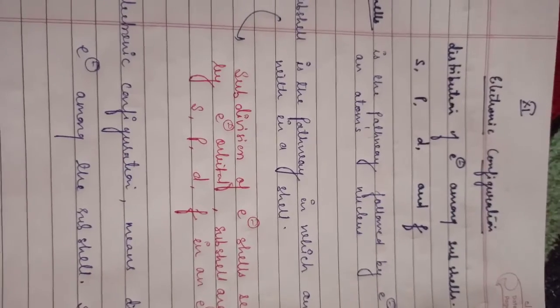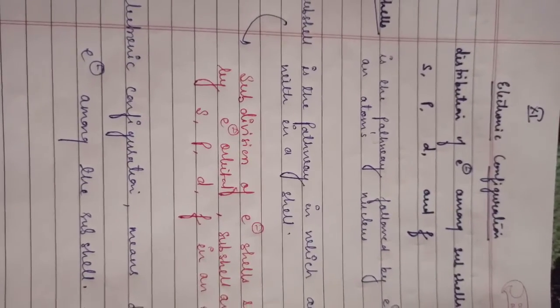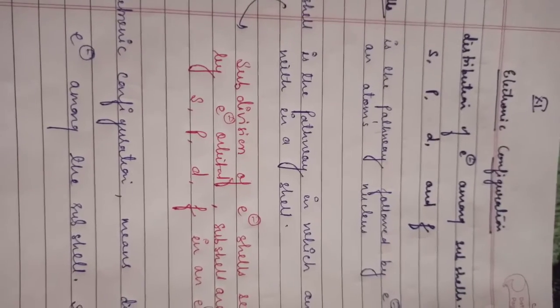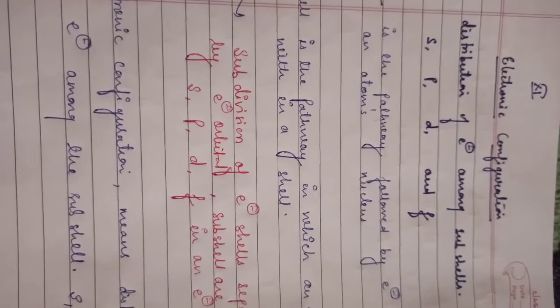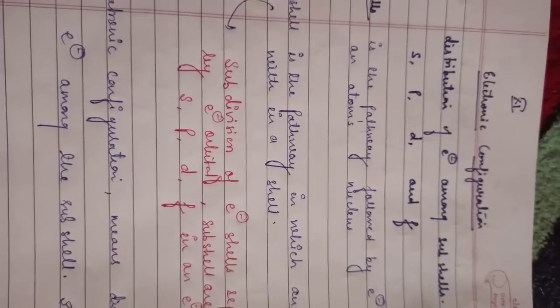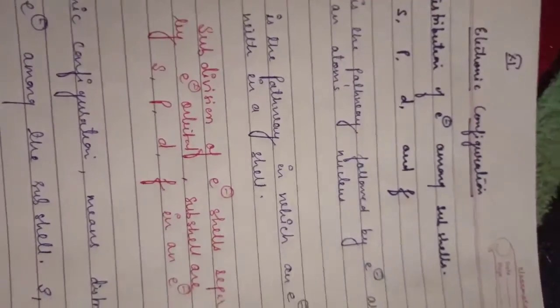Children, in class 9th and 10th you have also studied the same topic, but here something is different. The difference is that in class 9th and 10th we studied about shell. Now in class 11th we are going to study about subshell. So children, electronic configuration means distribution of electron among subshell.